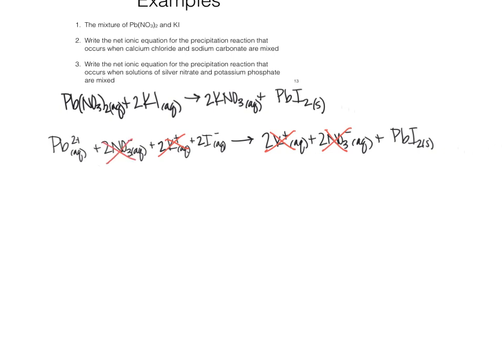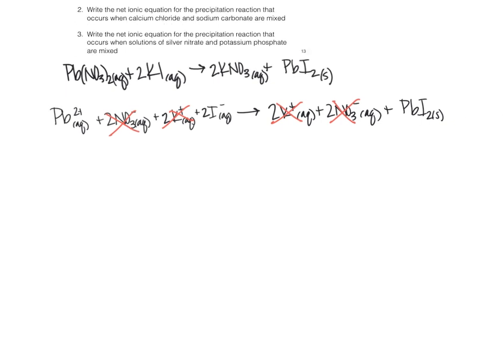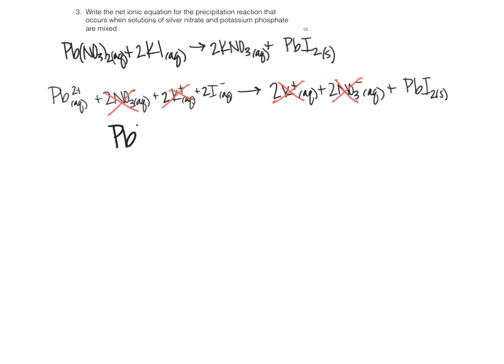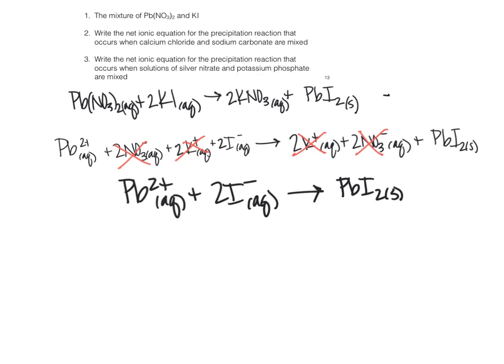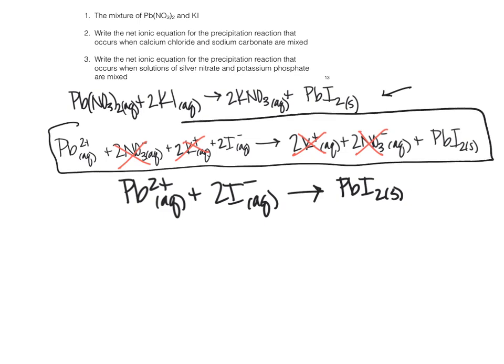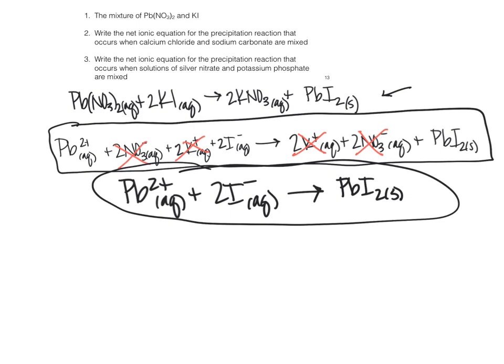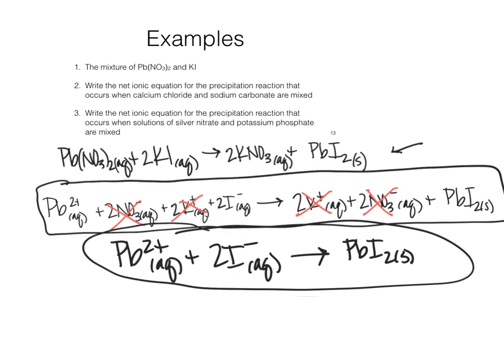Once we do that, we can take our complete ionic and now look at just the net ionic equation, where we have Pb2+ aqueous plus 2I- aqueous goes to PbI2 solid. So here is our molecular equation. We then have a complete ionic equation here in the box. And then in the circle is our net ionic equation. So these are actually quite simple when we think about them and we step through them.